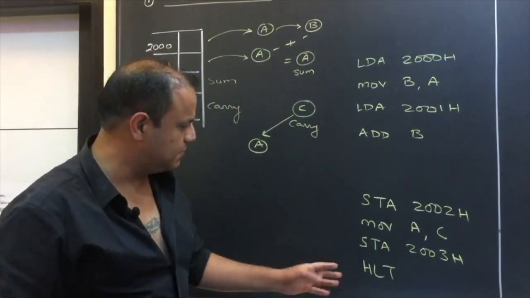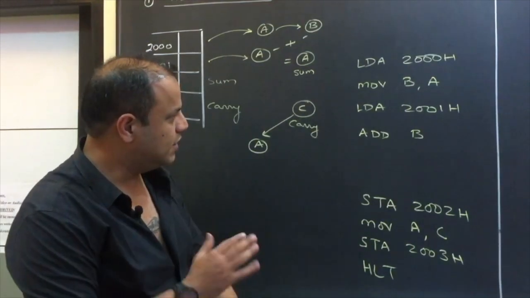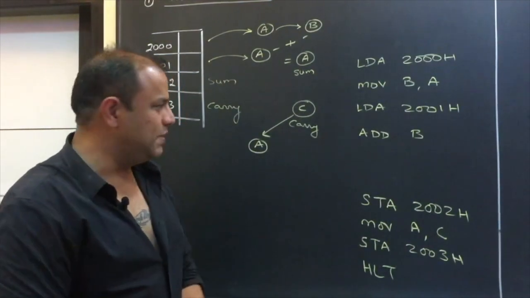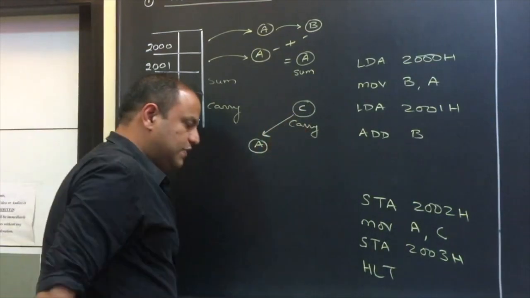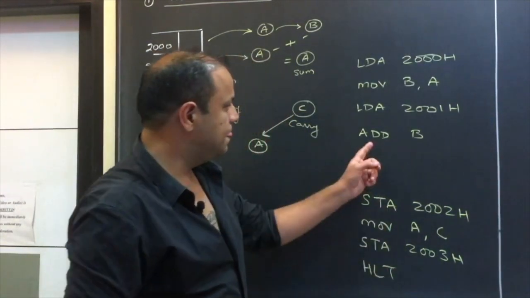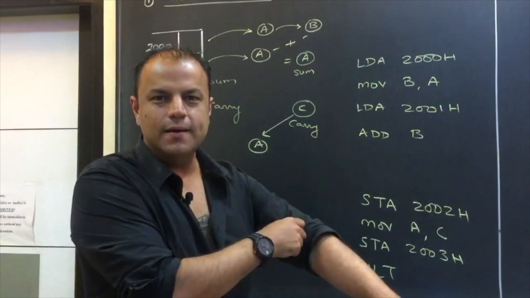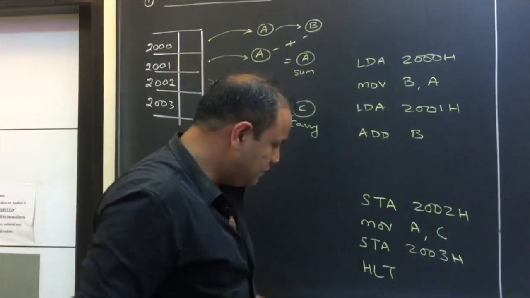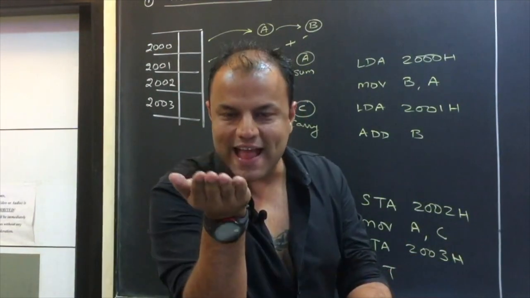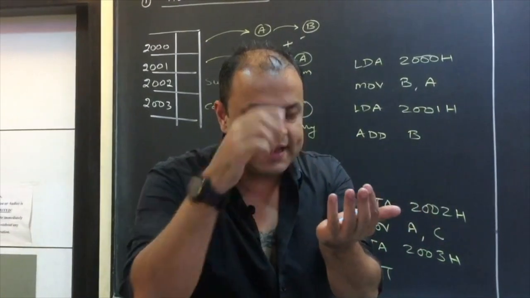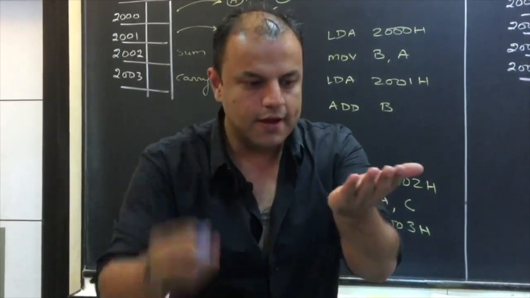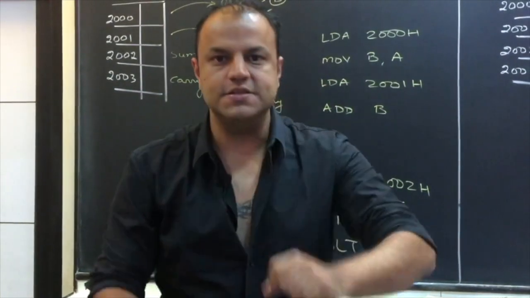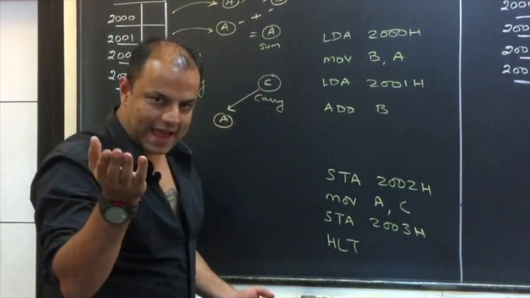There are different ways of ending the program. Most common is halt, so I'm writing halt. So now the only thing left to be done is get the correct value of carry into C register. Now who has the carry? The moment we do this addition, carry comes into the carry flag. So what we need to do is from the carry flag, get the carry into C register. I repeat, from the carry flag, get the carry into C register. Did you understand this? From carry flag, get into C.